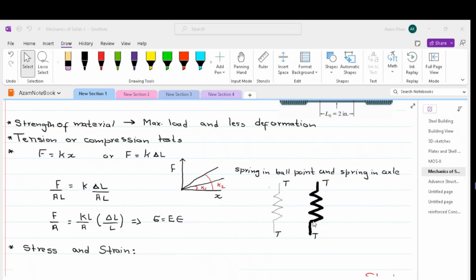Imagine we have got two springs which are of the same material. One is a very thin spring, such as the one used in our ballpoints, and another one is a stiffer spring, the one used in car axles. Both are of same material, but both will show different deformation under the same load. So if we draw F is equal to Kx diagram, or load is equal to K times extension diagram, the thinner one will show less stiffness as compared to the thicker one.